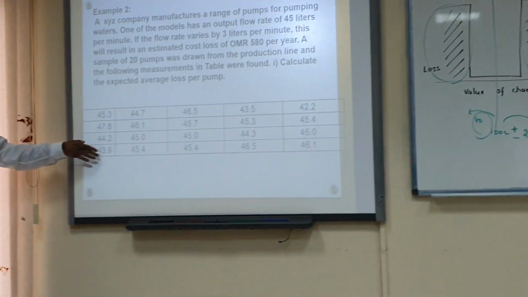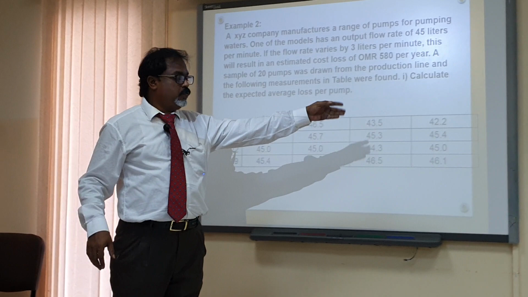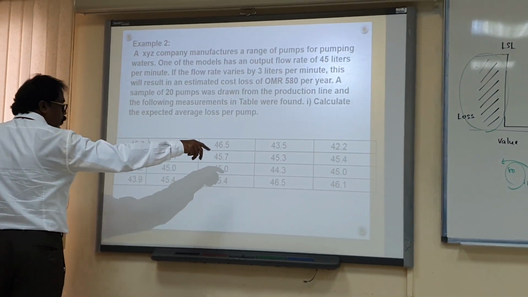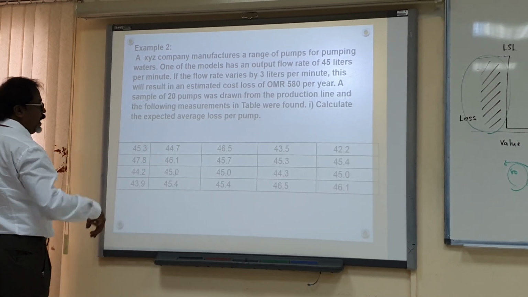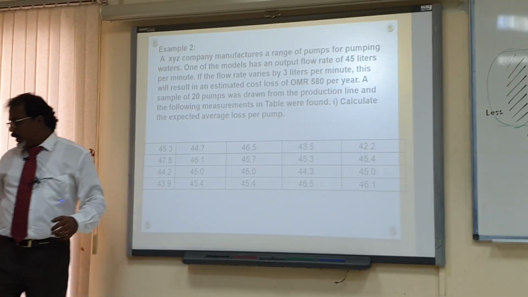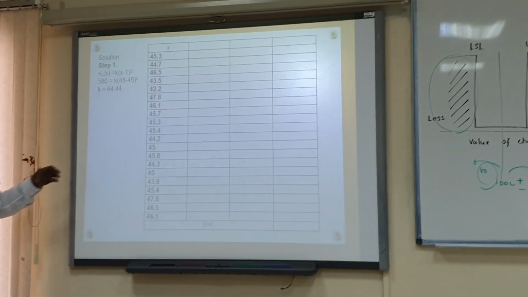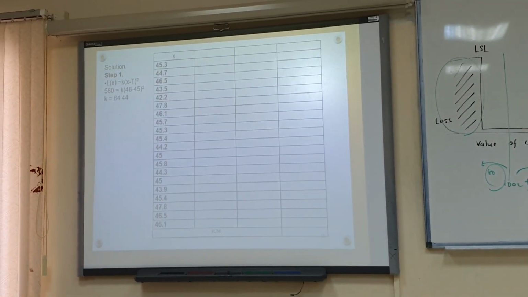See, there is a set of values, 4, 4, 4, 4, 4. I think 1, 2, 3, 4, 5. 4 times 5, nearly 20 is there. After that, what are you going to do? You are going to take all of the values here.